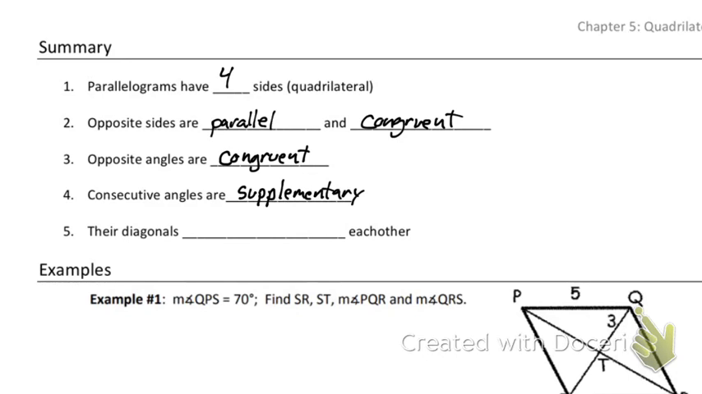And finally, we have their diagonals blank each other. They don't hurt each other. They bisect each other. Perfect. They bisect each other. That's all the big stuff you need to know about parallelograms. And in fact, all those points are what we're going to use to do proofs later on.